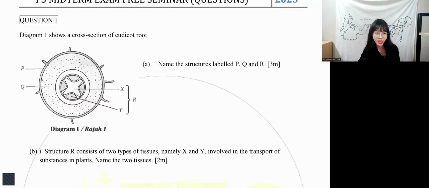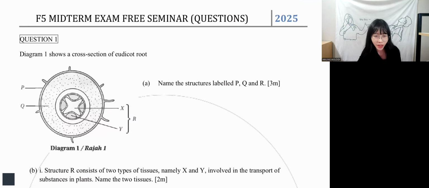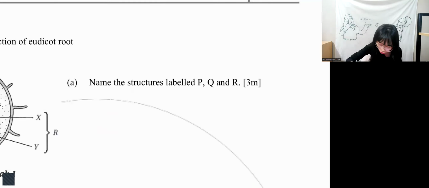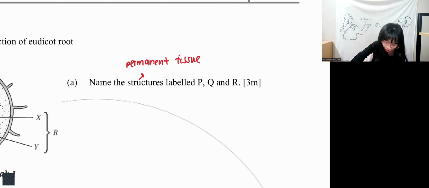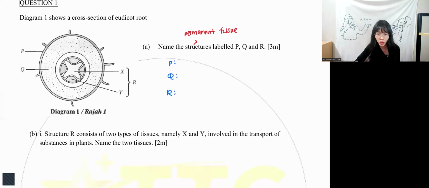Notes are colored, printed. Diagram 1 shows a cross-section of a dicot root. Name the structure. Will the cell burst if the vacuole is too big? If there is a cell wall, the cell will not burst. Without a cell wall, yes, the cell will burst. They ask you to name the structures P, Q, R. In order for you to label easier, the structure here refers to permanent tissue. So for P, Q, R, we have to label them as permanent tissue.